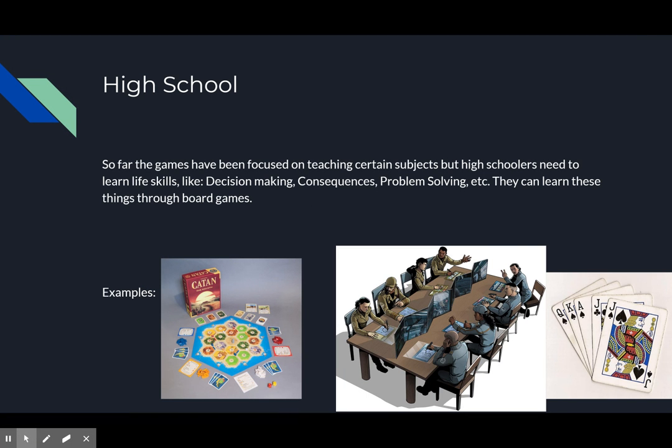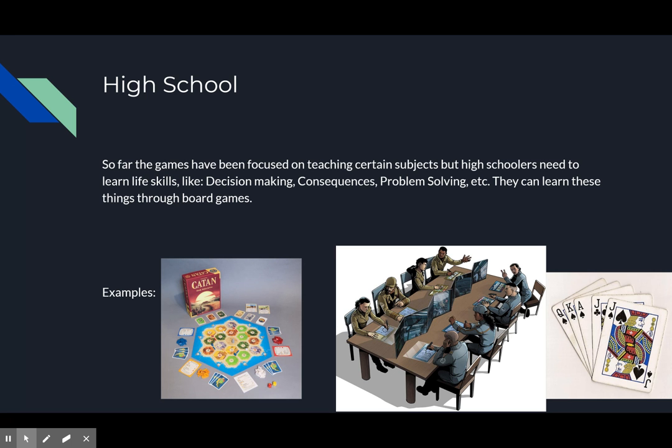And then for high schoolers, so far the games have been kind of focused on certain subjects, but high schoolers have already been through elementary and middle school, so they need to be learning about adult life and different skills that they need for that, including decision making, seeing the consequences of actions, problem solving, and etc. And I believe that these can be learned through board games. So a little bit different technology, older if you would, but just games like Settlers of Catan.